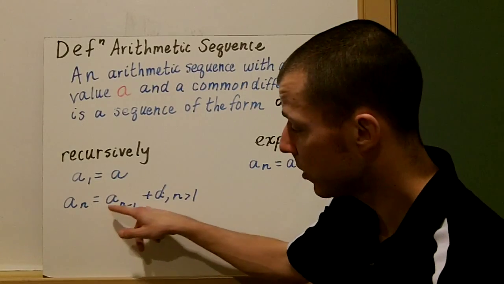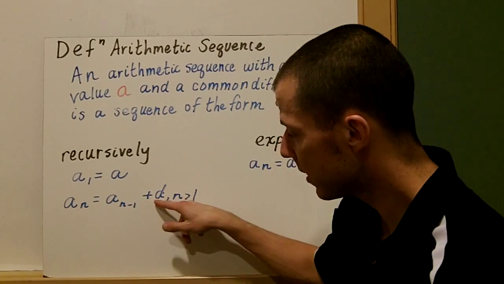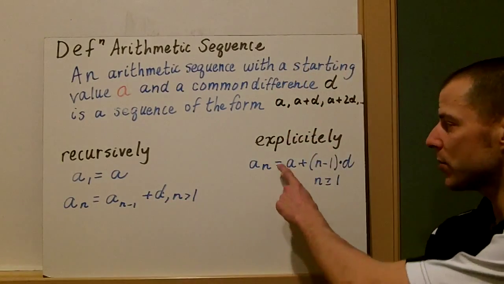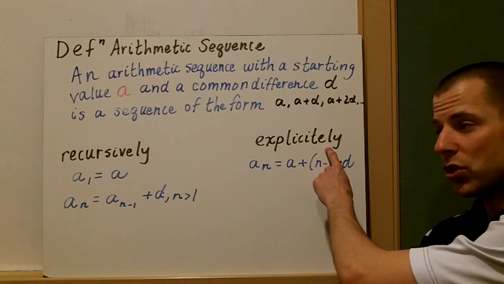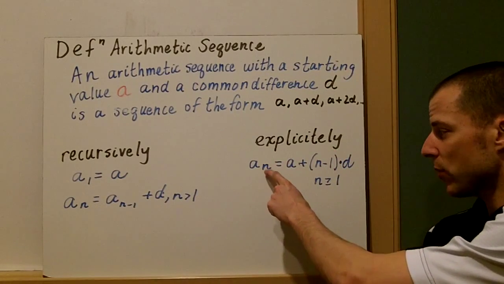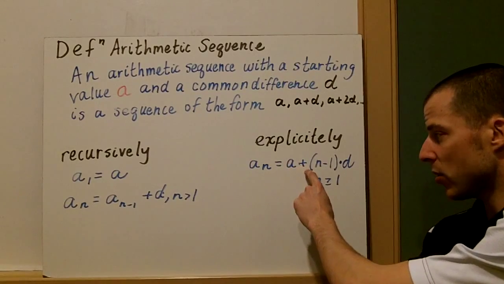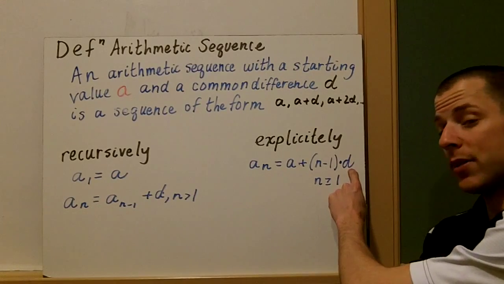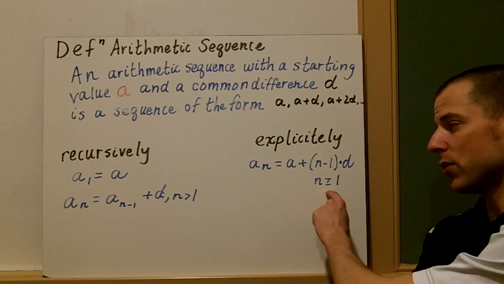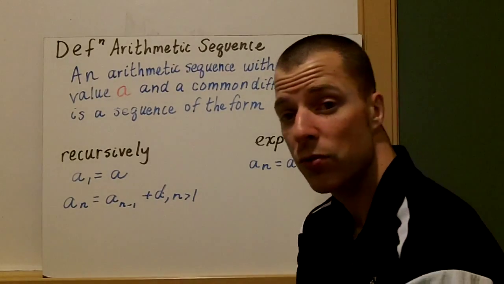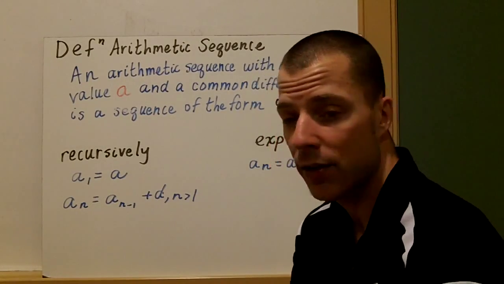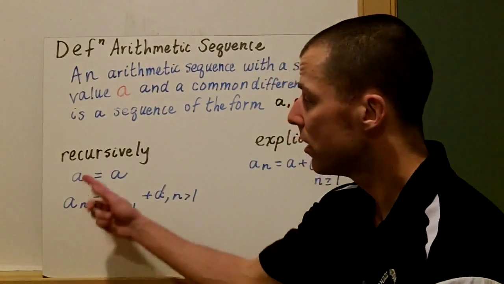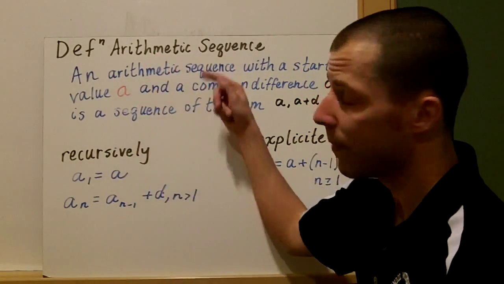Whatever term we want is equal to the previous term plus the common difference D, and here n has to be greater than 1. For the explicit definition, or the explicit formula, whatever term we want is equal to A plus the quantity n minus 1 times the common difference D, and n can be greater than or equal to 1 here. Okay, so those are our two rules. We have arithmetic, we have recursive and explicit. So that's what we're going to look at today, writing equations that are recursive and explicit for arithmetic sequences.